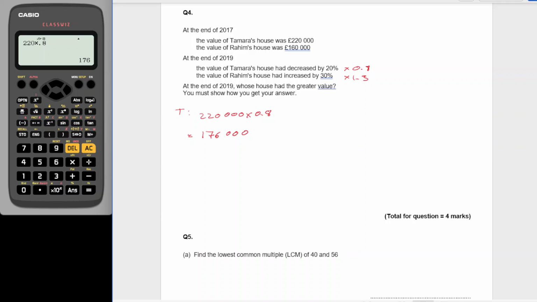And then we're looking at R's house. So again, this time we're doing 160,000 multiplied by 1.3. So 160 times 1.3 gives me 208,000. So whose house is worth more? Rahim's house is worth more.